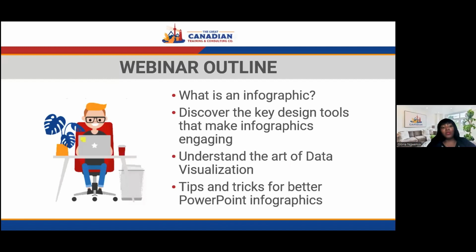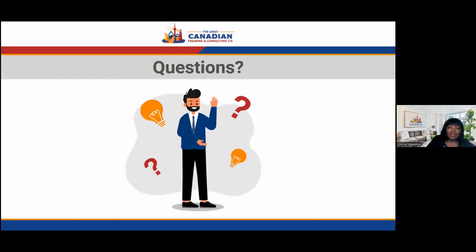So what did we talk about today? Well, we defined what an infographic was, a graphic way or a visual way to display information. We talked about the 4 key design tools that we find in PowerPoint: icons, shapes, smart art, and charts. Then we talked about the art of data visualization, so using colors and fonts to enhance your visualization. And lastly, we talked about the different tips and tricks for better PowerPoint infographics. And this is taking us to our question and answer session.